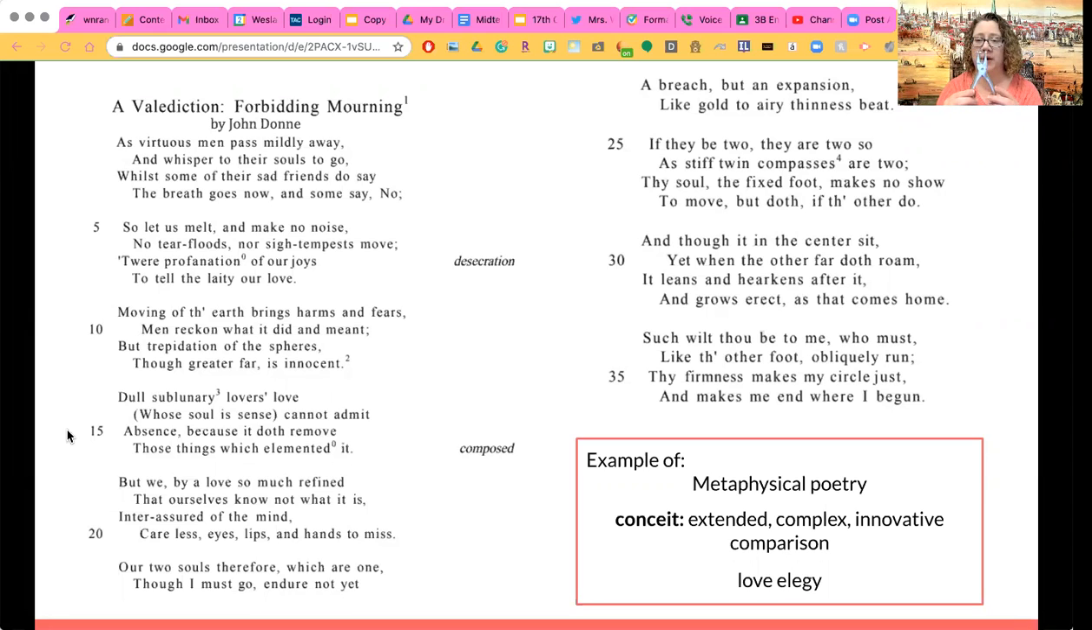So that's the conceit. He's comparing their relationship to a compass. She's the fixed foot because she's staying, and he's leaving, so he's the moving foot. But with her firm presence, he can return back again, right? And so he says, if you're firm and strong in our relationship, then I'll end up coming right back to where I started after I get done with whatever it is I have to go do out in the world. Makes me end where I begun. It's a beautiful poem. There's a lot more to it. I could probably spend a whole class period just talking about this poem, but I think you get the idea of the 17th century conceit with this one.